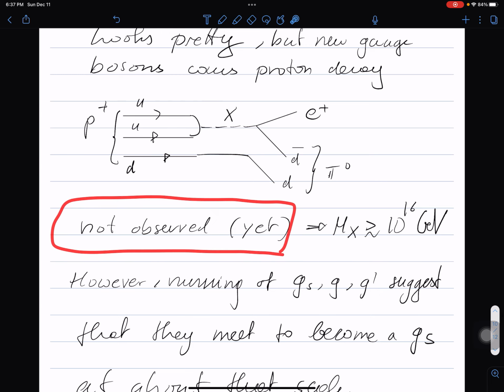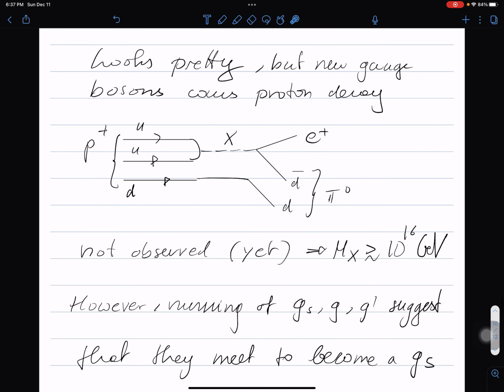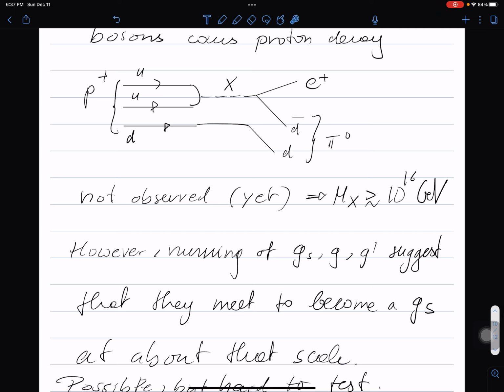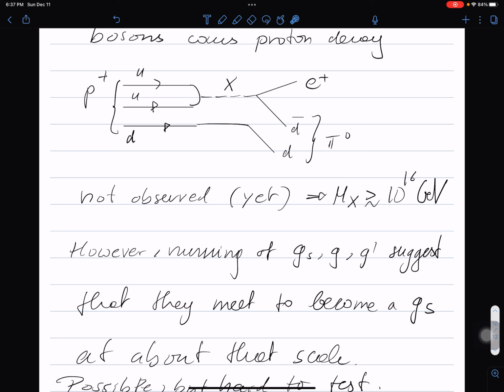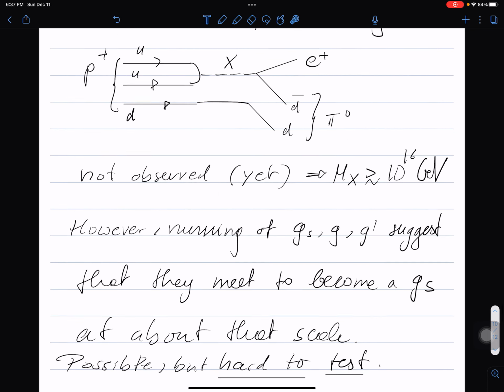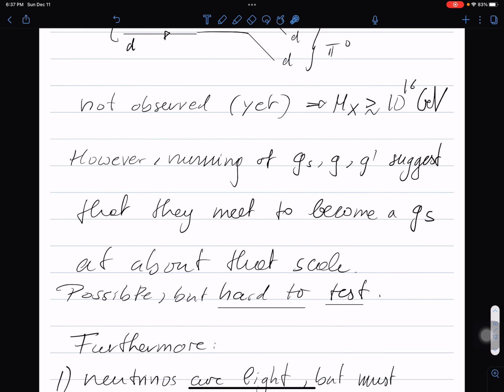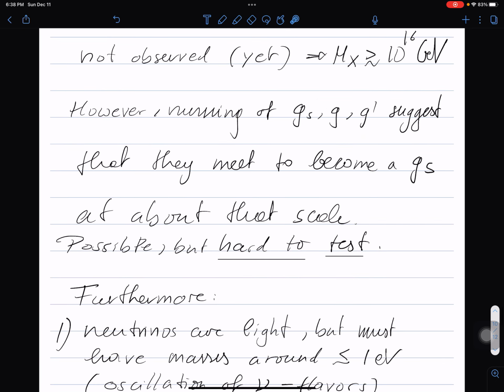Protons are enormously long-lived. There are big experiments looking for those processes actually, but that means that the mass of this X gauge boson, to make this lifetime so long, has to be larger than 10 to the 16 GeV. Well, this sounds very high, very energetic, very high mass, but the running of these couplings g_s, g and g prime actually suggests that they meet somewhere to become a g5.